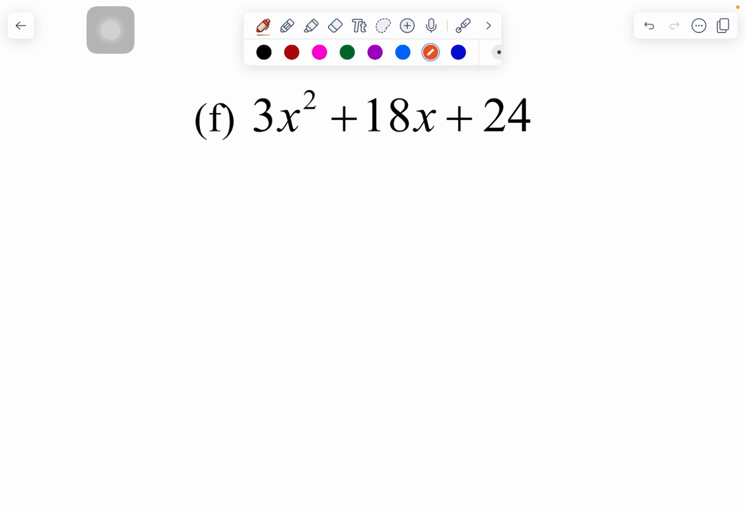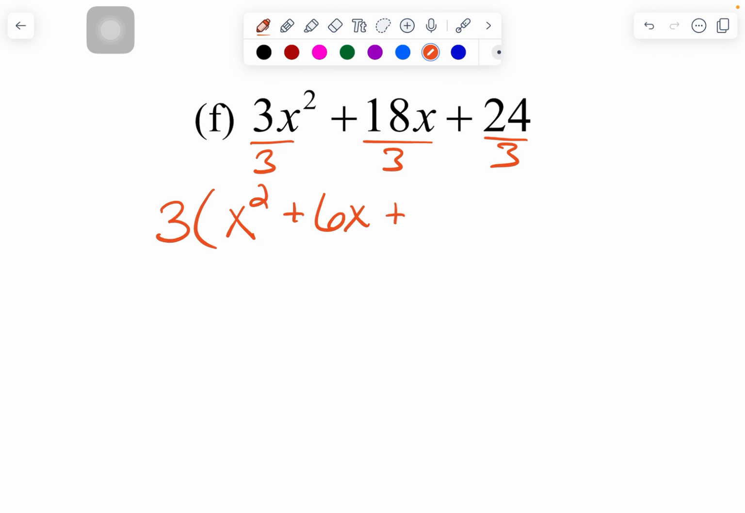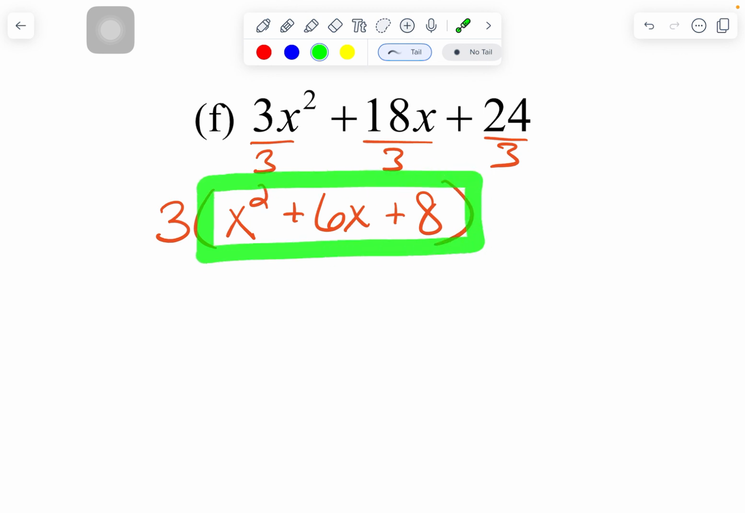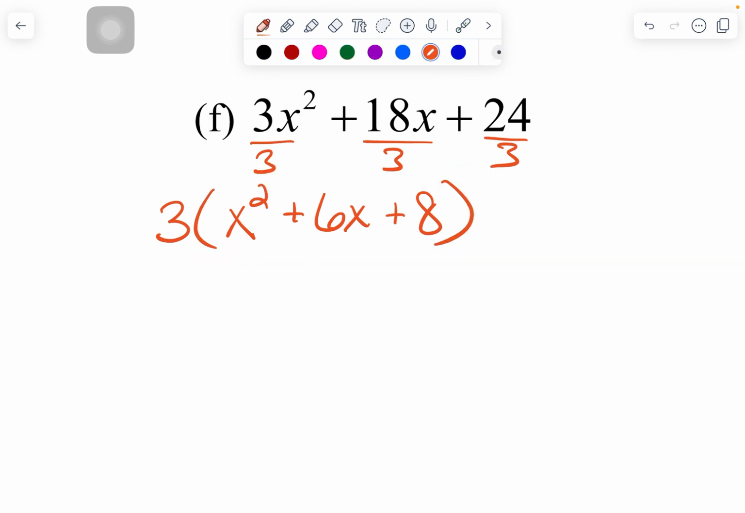Do you have a GCF? And the answer is, well, yeah, I do. All three of these terms are all divisible by 3. So let's factor out a 3. X squared is left over. 6x plus 24 divided by 3 makes 8. Cool, you factored out a GCF, but you're not done. This trinomial can now be further factored. So we're going to leave the 3. We're going to split the trinomial.